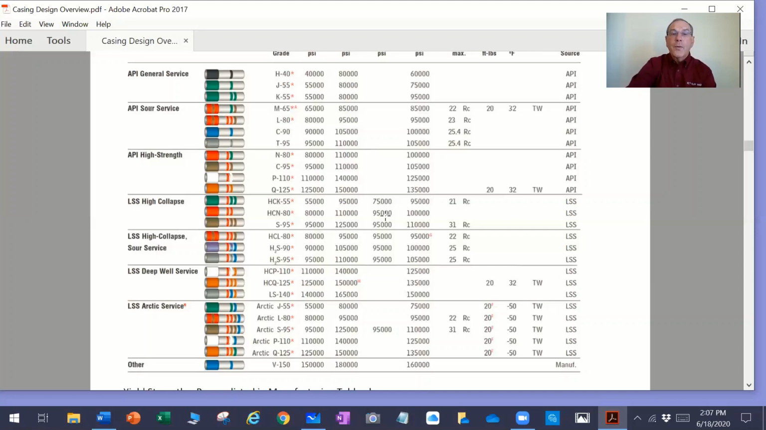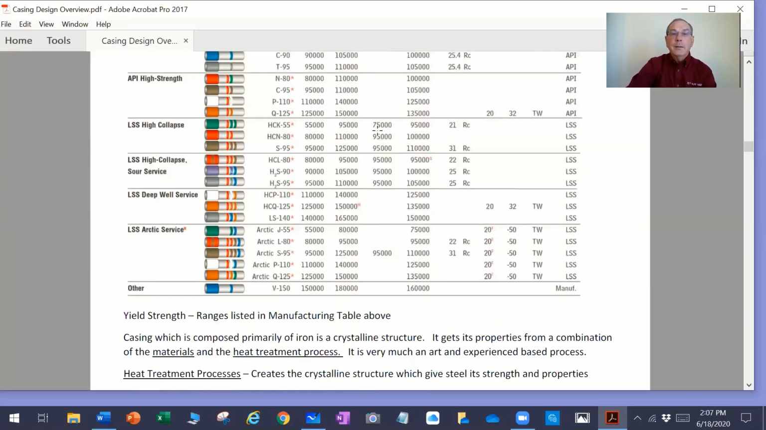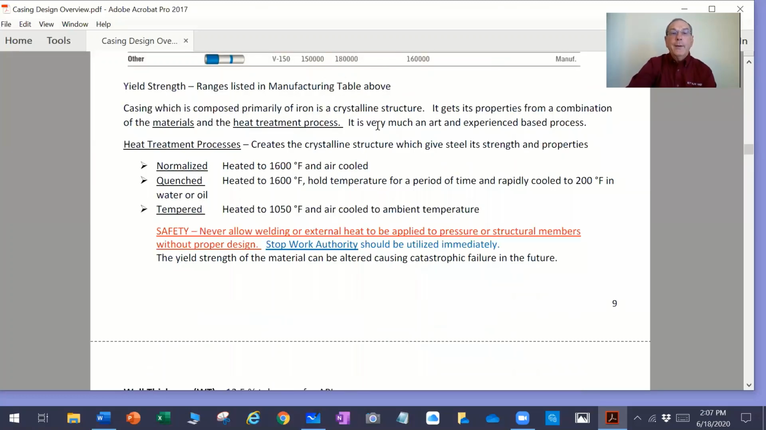I'm not going to go over all of these others, but you can see the range on here, and you can look them up in API books. Now, the yield strength ranges are listed in the manufacturer's table that I just described above. Now, casing is composed primarily of iron, which is a crystalline structure. So it gets its properties from a combination of the materials, the makeup of the steel, and the heat treatment process. It's very much an art and experience-based process.